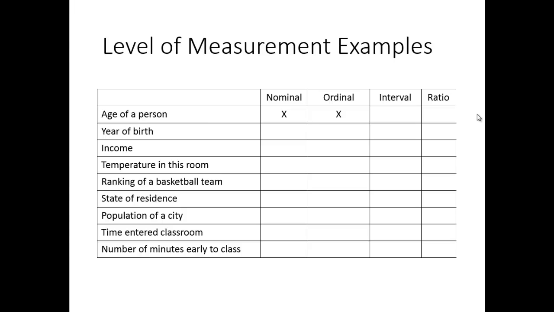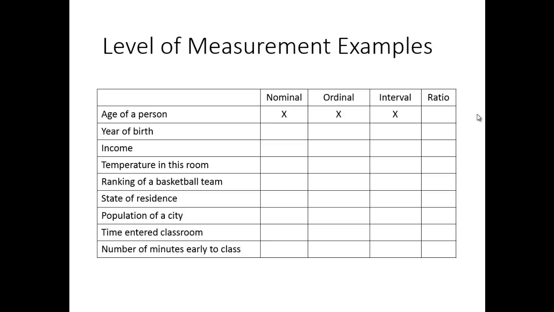Interval would be to say, you have a 12-year-old and a 7-year-old. 12 minus 7 is 5. That 5 years has some intrinsic meaning of being 5 different. So age would be interval.